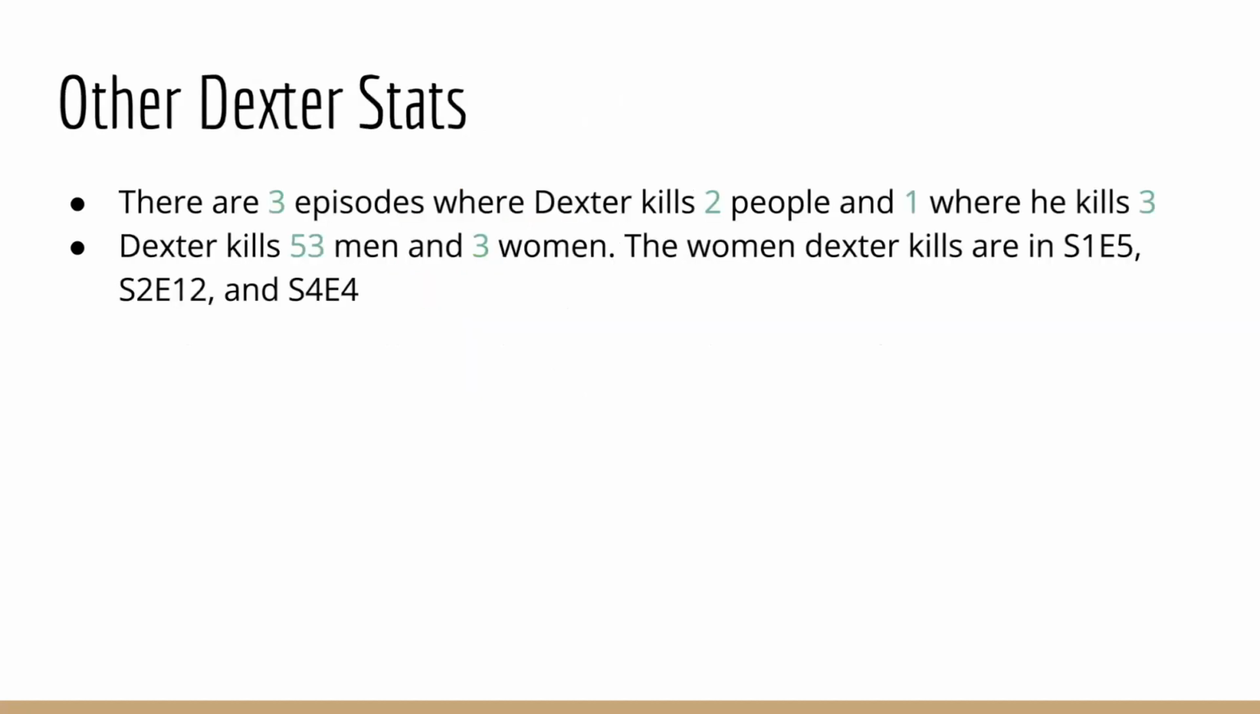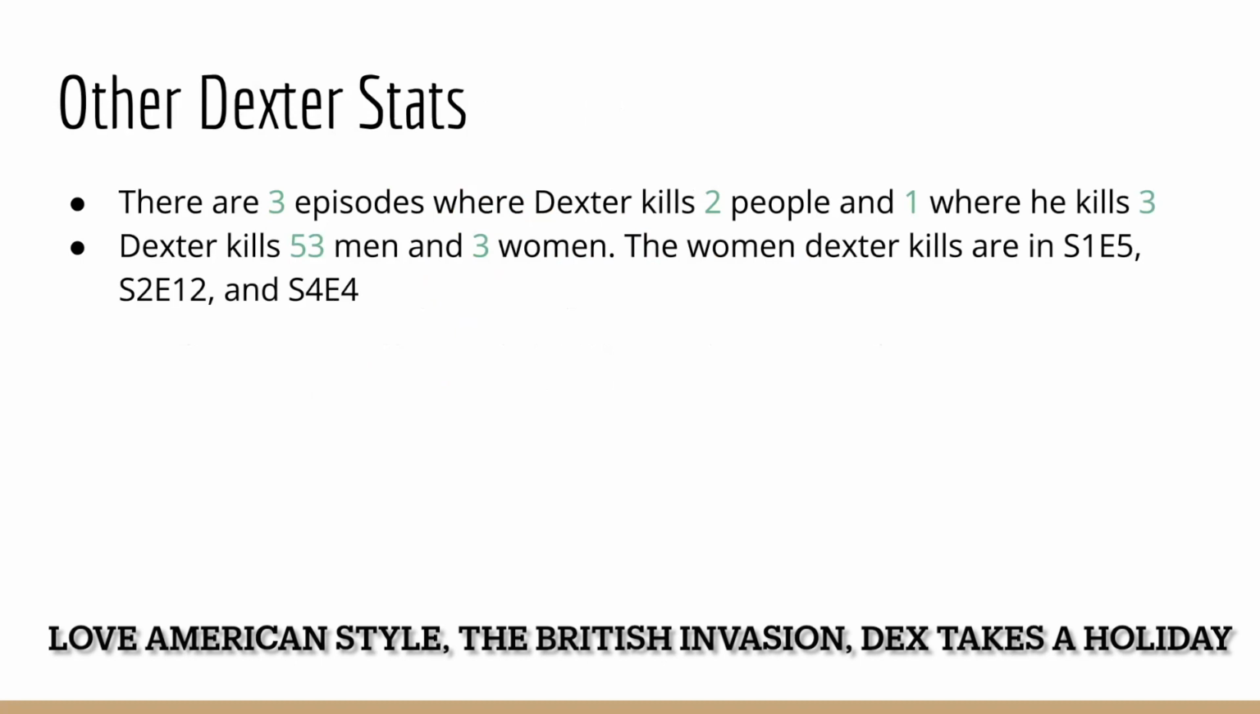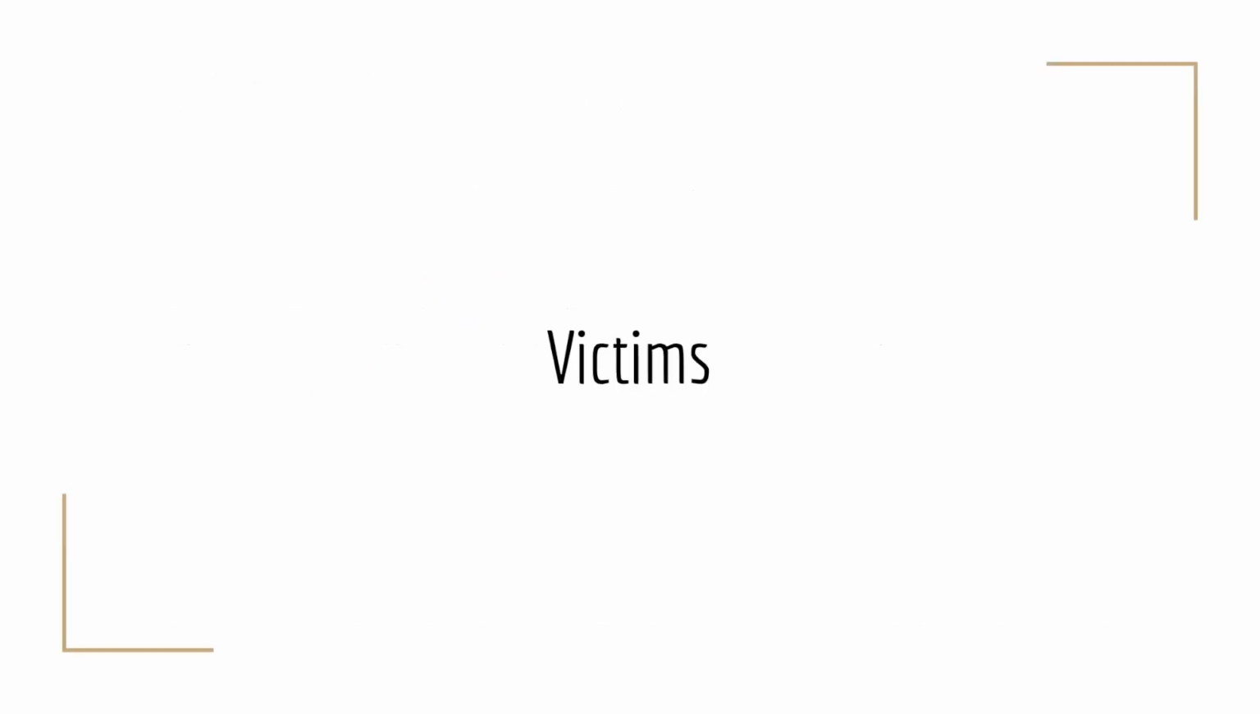And then the other Dexter stats, there are 3 episodes where Dexter kills 2 people, and 1 where he kills 3. And Dexter kills 53 men and 3 women. And the women Dexter kills are in Season 1, Episode 5, Season 2, Episode 12, and Season 4, Episode 4. Why didn't I write the episode titles? I don't know. Alright, now I'm going to talk about the victims.